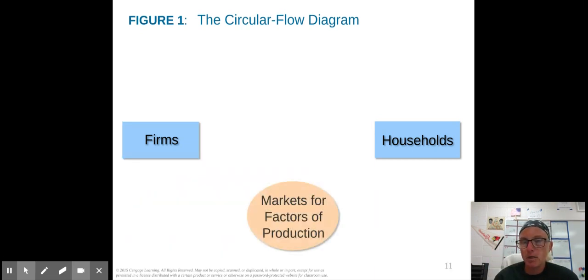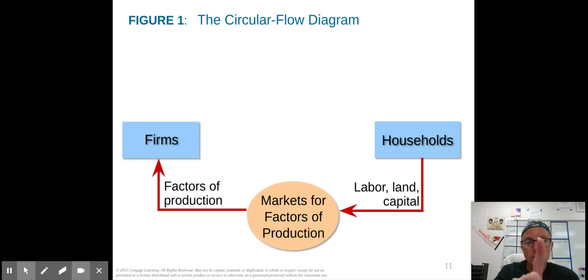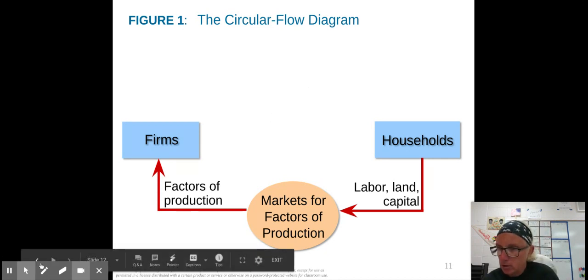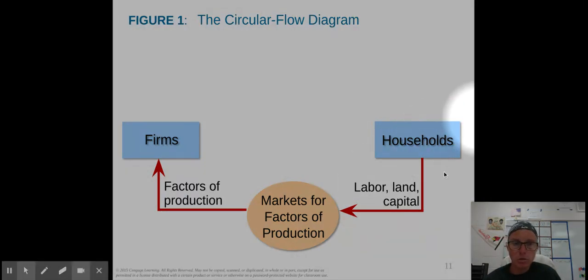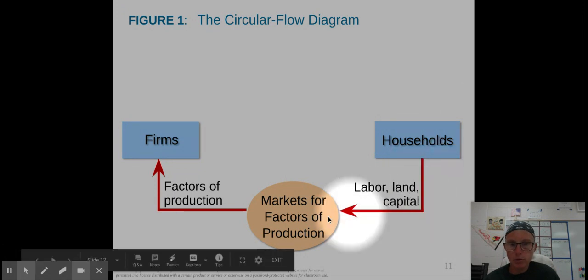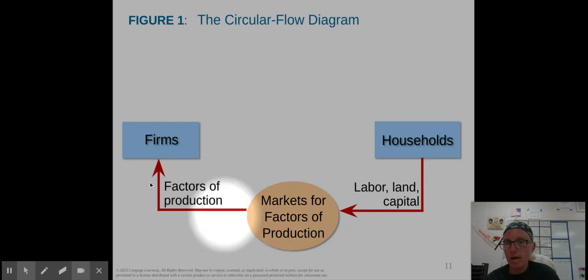All right. So the two types of markets are the market for the factors of production, where we, if you can see, let me get my little highlighter. There we go. So we, the household, are selling our land, labor, and capital to the firms, and the firms call those their factors to produce something.